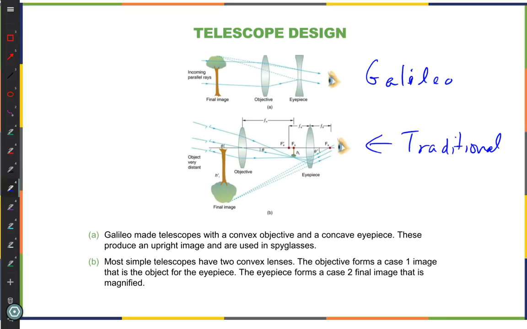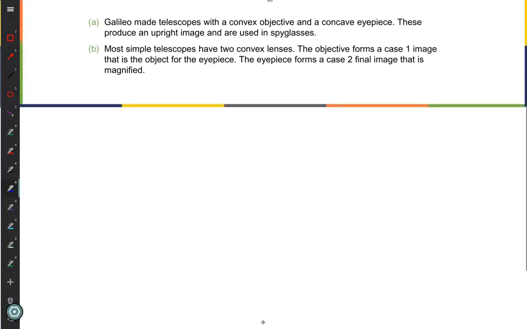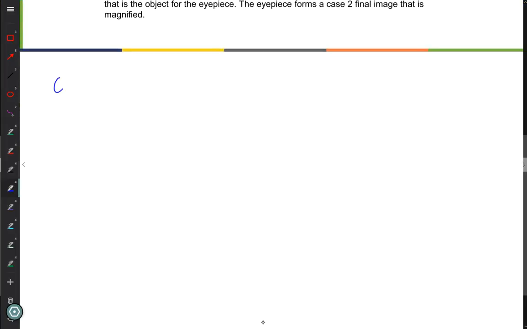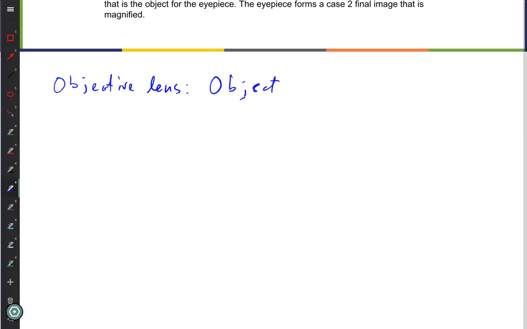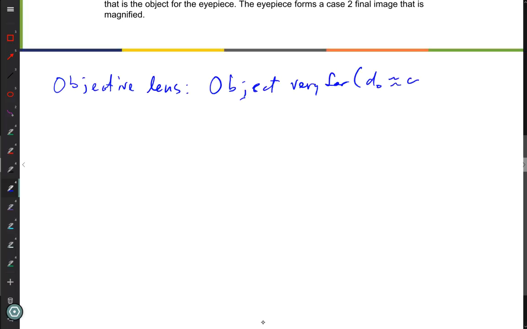Believe it or not, I don't have any more slides on the telescope design. This is all going to be handwork here. So first of all, we have the objective lens. You have an object. What's the location of the object? Let's say you're looking at a star. What's the location of the object? Yeah, the object is very far as we're concerned, distance object is approximately equal to infinity.